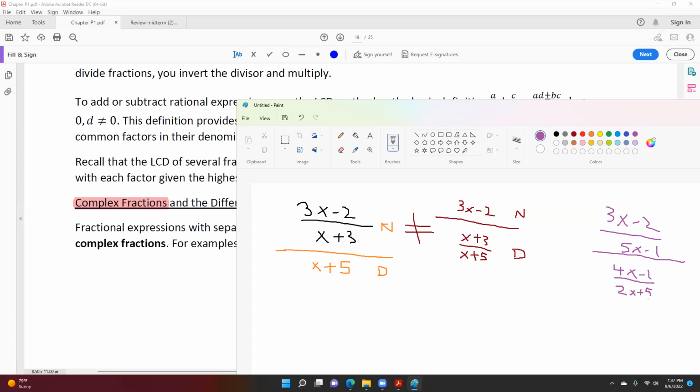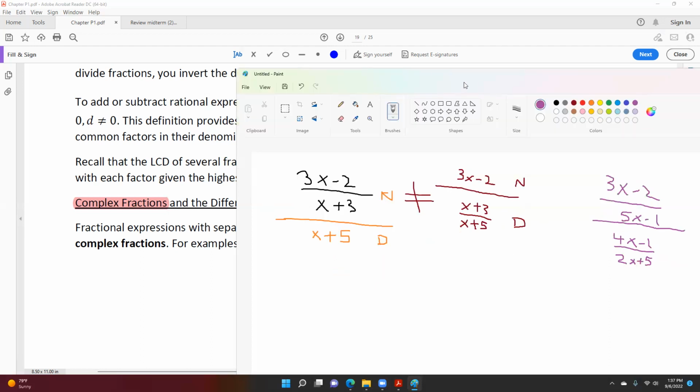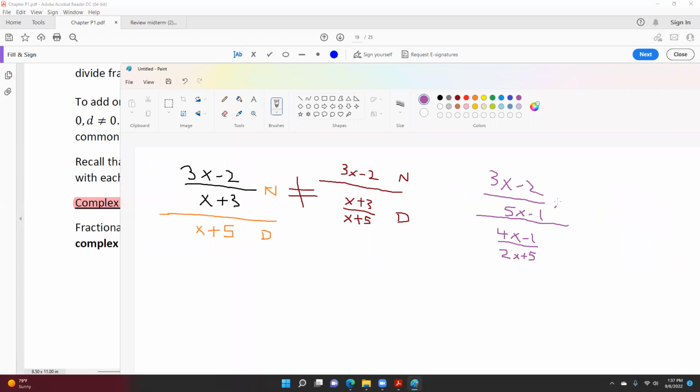So this is also a complex fraction. Again, the top one is your numerator, the bottom one is your denominator. So how do we simplify this type of complex fraction? There are two methods, but today, class, I've only shown you one method. The other method, I'm not going to show it to you.